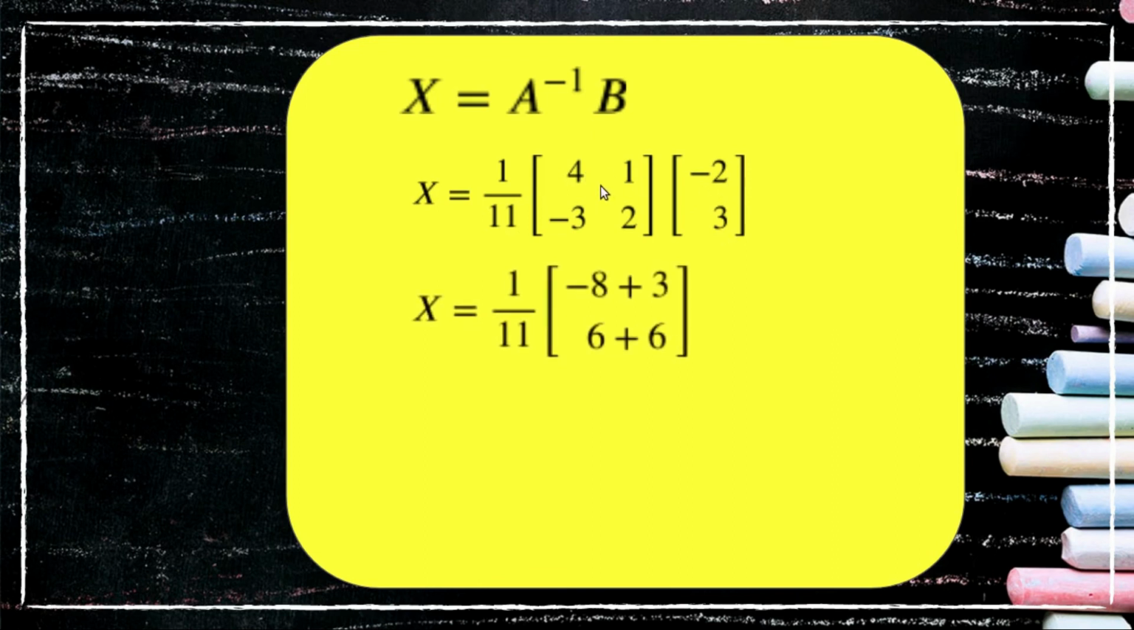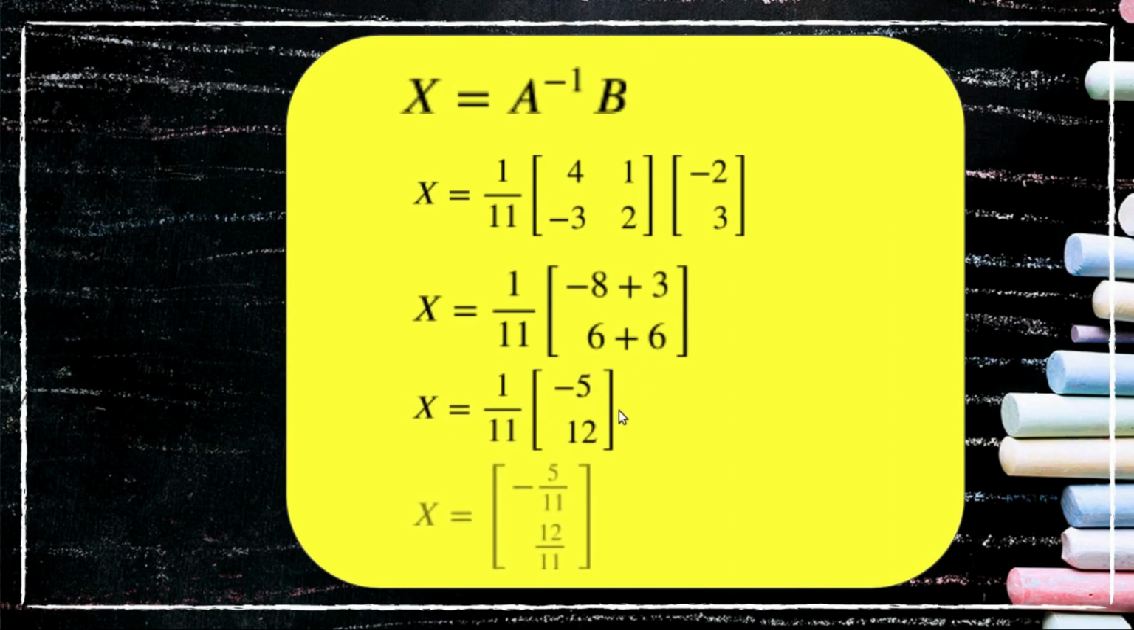Now multiplying these two matrices, first row into first column, 4 into minus 2 is minus 8, plus 1 into 3 is 3. Then second row into first column, minus 3 into minus 2 is 6, plus 2 into 3 is 6. Minus 8 plus 3 is minus 5, 6 plus 6 is 12. Now dividing by 11, we get minus 5 by 11 and 12 by 11. So solutions are x equal to minus 5 by 11 and y equal to 12 by 11.